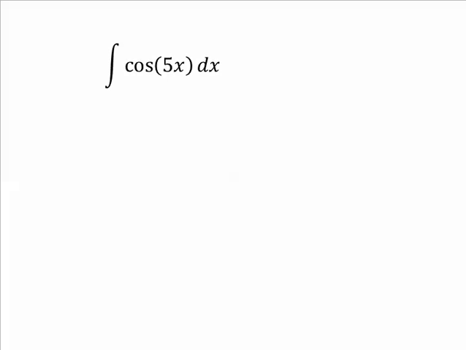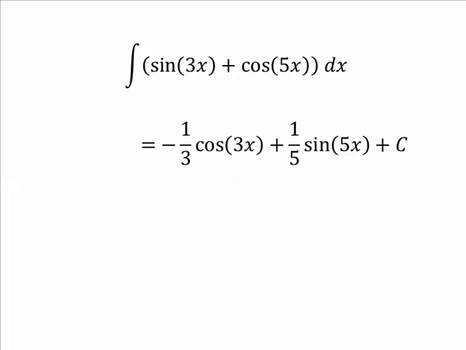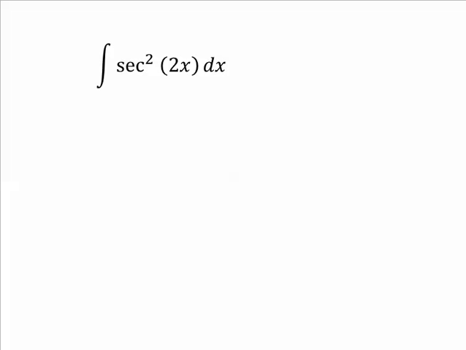For example, antiderivative of cosine 5x is equal to 1/5 sine 5x. Antiderivative of sine 3x plus cosine 5x. Well, let's see. Antiderivative of sine is negative cosine. And the antiderivative of cosine is sine. How about secant squared? Antiderivative of secant squared is tangent.